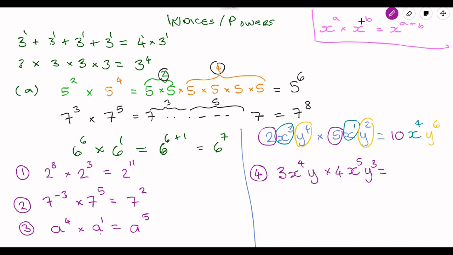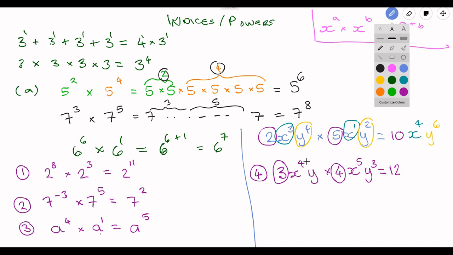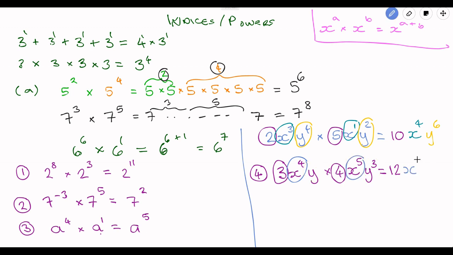Alright, so we've got the numbers. 5 times 4 gives us a 20 at the start. Then go to base x, so we've got x to the 9, 4 plus 5, that gives us the 9. And finally, y on its own means the 1. 1 plus 3 means we have y to the power of 4.